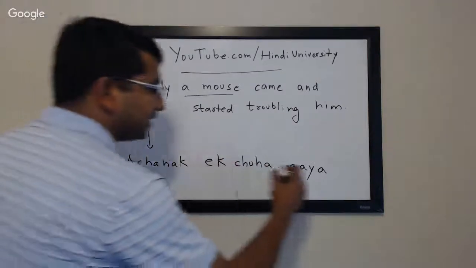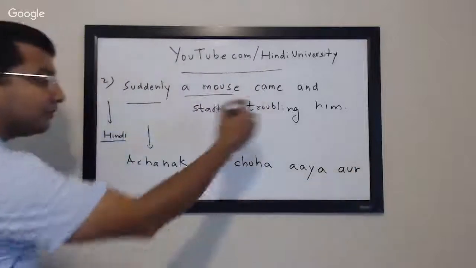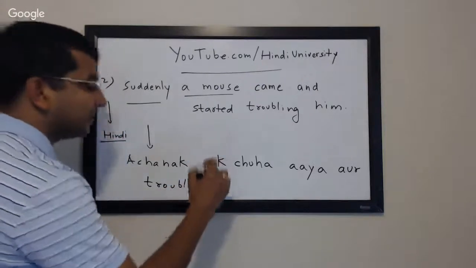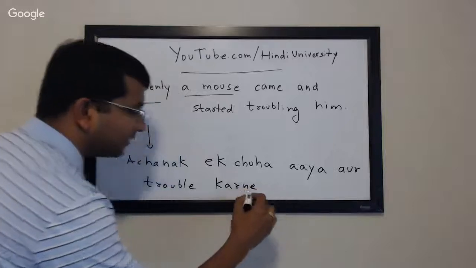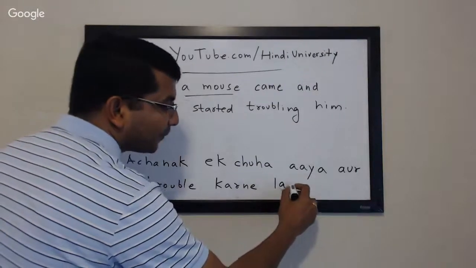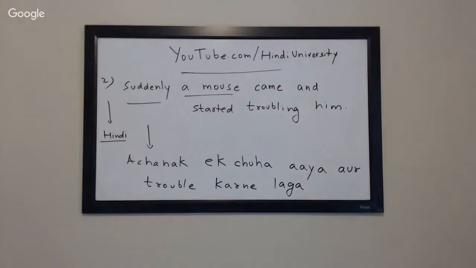No, it's good, right? So, ek din ek chuha aaya aur even if you don't know the word trouble in Hindi, you can say trouble karne and then what else? Trouble karne laga. Okay. Right? Trouble karne laga. Achanak ek chuha aaya. Now, help me here. Why did you use aaya? Because aya means came and it's masculine because chuha is masculine. Okay, and to come is ana. And because it's used in the past indefinite tense, you said chuha aya.